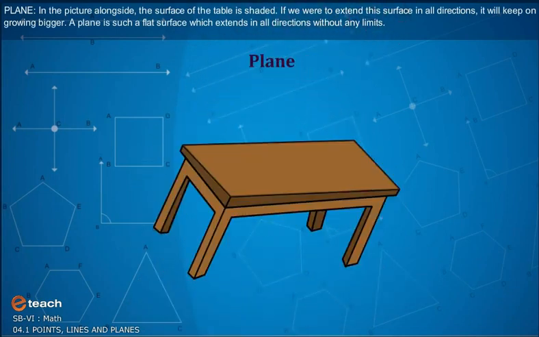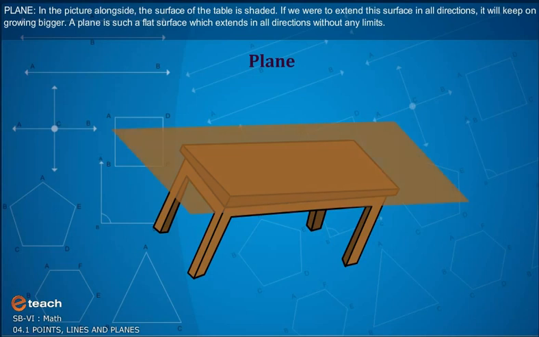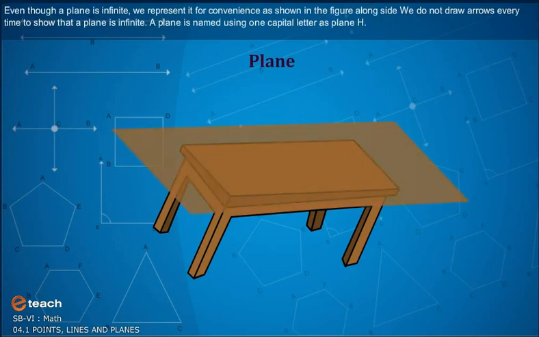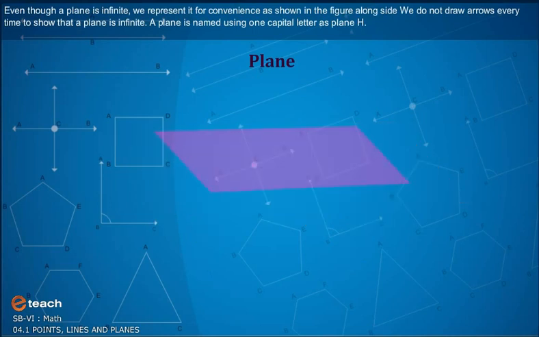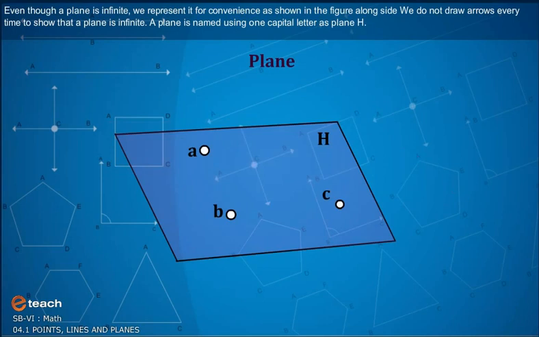Now plane. In the picture alongside, the surface of the table is shaded. If we were to extend this surface in all directions, it will keep on growing bigger. A plane is such a flat surface which extends in all directions without any limits. Even though a plane is infinite, we represent it for convenience as shown in the figure alongside. We do not draw arrows every time to show that a plane is infinite.